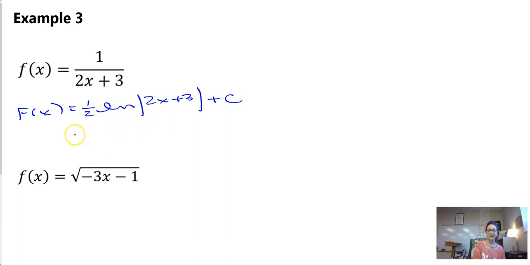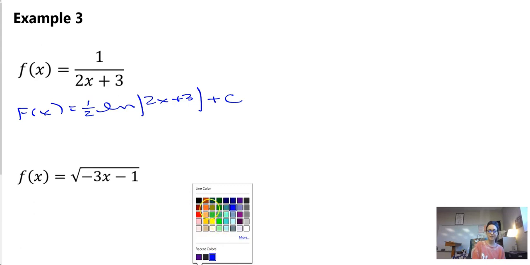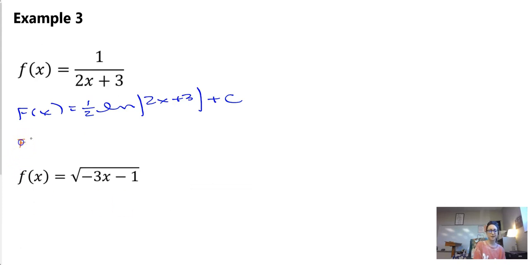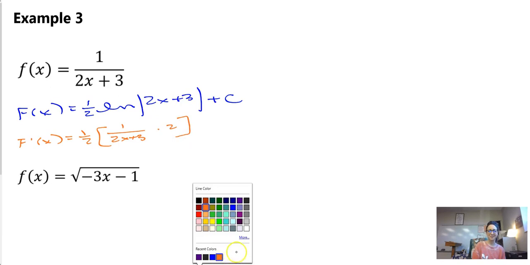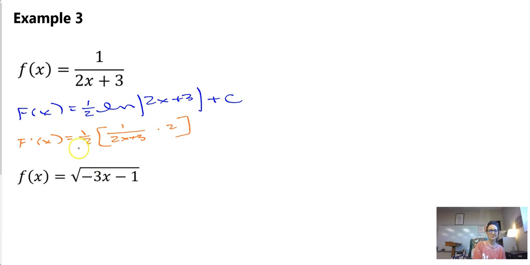And we can check this by taking the derivative, right? Let's try that real quick. So if I take the derivative of capital F, the 1/2 is going to come with me. The derivative of ln of 2x plus 3 will be 1 over 2x plus 3 times 2, which is going to cancel with the 1/2, and we do get back to where we started.